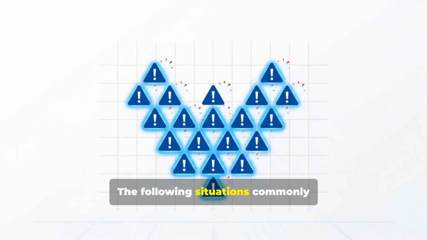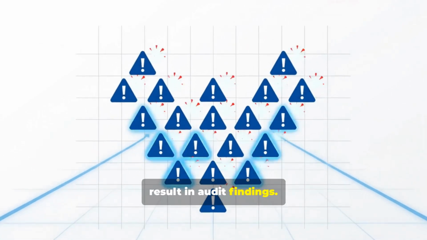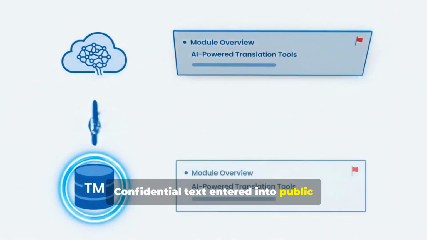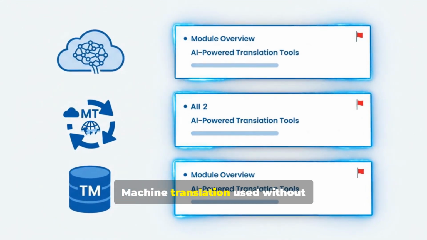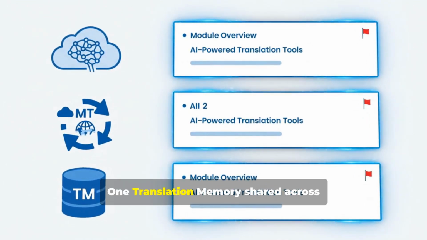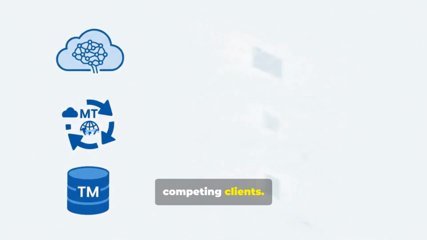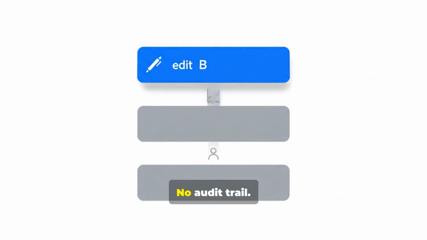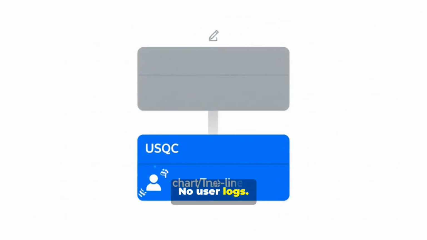The following situations commonly result in audit findings: confidential text entered into public AI tools, machine translation used without customer approval, one translation memory shared across competing clients, no evidence of post-editing, no audit trail, no user logs.